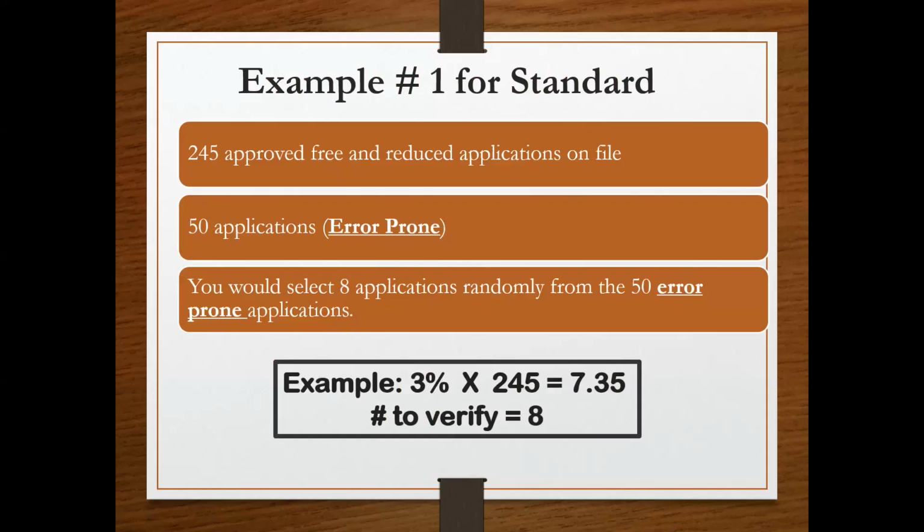So for an example for standard, let's say we have 245 approved applications on file as of October 1st. We have 50 applications that are error prone because I was marking them at the beginning of the school year to make sure I know which ones I'm going to pull from when we get to verification. You would select 8 applications randomly from the 50 error prone applications. Where did I get 8? I multiplied 3% for standard times 245. That's the number of applications I had on file as of October 1st. That equals 7.35. I always round up, so the number of applications to verify is 8.